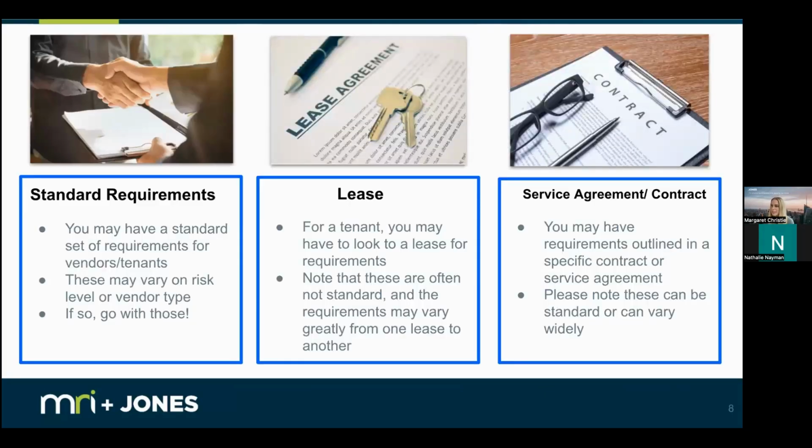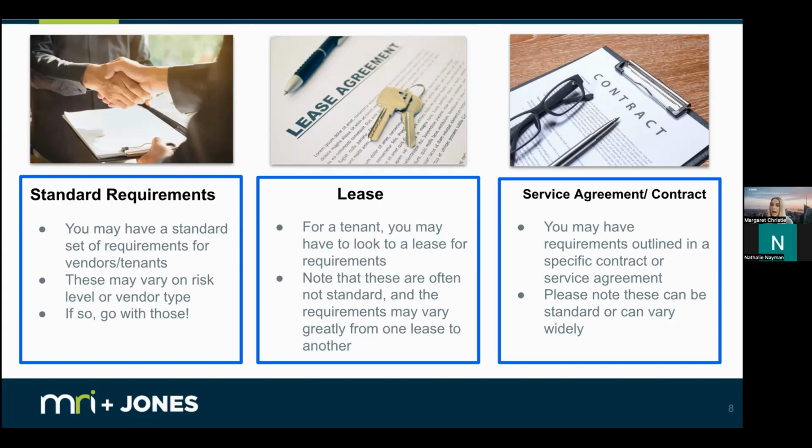So first, you may have standard insurance requirements. So this may be a set that you're requiring all of your vendors or tenants to meet. They may vary by risk level. So you may have like a low, medium, high risk. You may have a standard set of requirements, maybe standard plus cyber liability or standard plus environmental liability, depending on the type of work being performed. If you have those standard requirements, those are the easiest way to be checking for compliance. You should definitely use those.